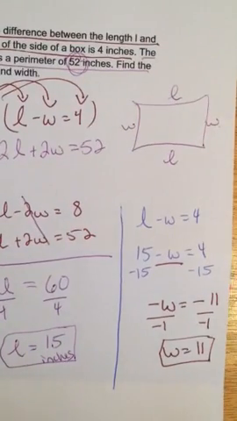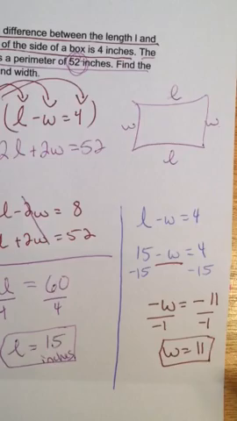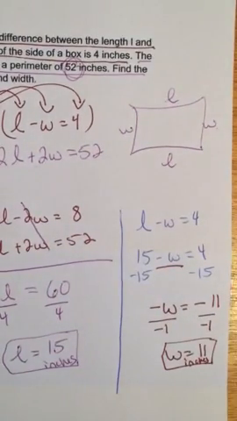A lot of you would have written negative 11, so you need to make sure you bring that negative sign down with you, okay? So my width is 11 inches, okay? So 15 inches in length and 11 inches in width, okay?